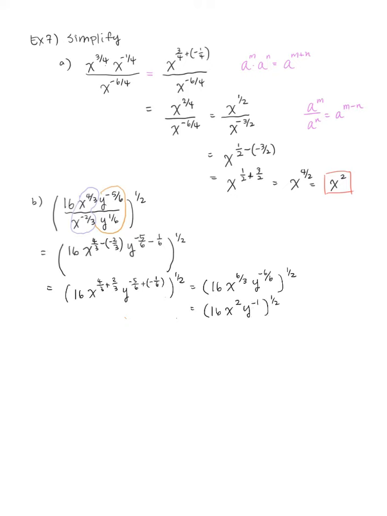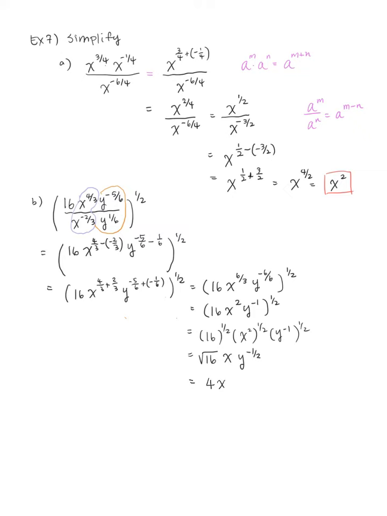All right, now what I'm going to do is I'm going to distribute the outer exponent 1/2 to each term. Don't forget to distribute it to each term, meaning this is same thing as 16 to the 1/2, x squared to the 1/2, and then y to the negative 1 to the 1/2. So this is same thing as the square root of 16. And next value is going to be square root of x squared, which I'm just going to leave as x. And then y to the negative 1/2. So this is same thing as square root of 16 is 4, and then times x.